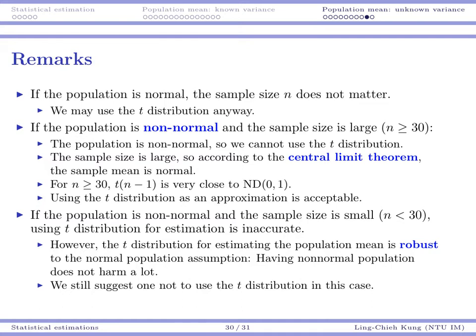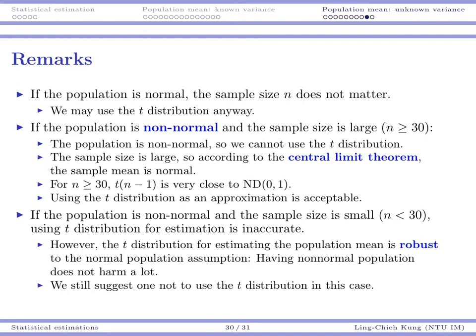So a few remarks. If your population is normal, then your sample size does not matter. We may use the t distribution anyway. However, if the population is not normal and the sample size is large, in this case, we cannot use the t distribution technically. Okay, if you go back to a few slides ago and look at that proposition, you know that if the population is normal, then you have a t distribution. But if your population is not normal, then technically that formula really does not create a t distribution.